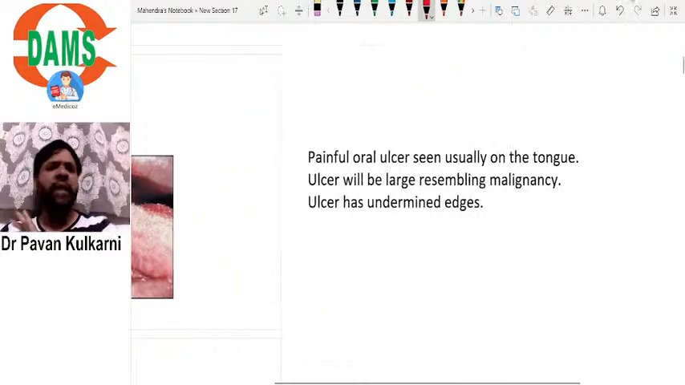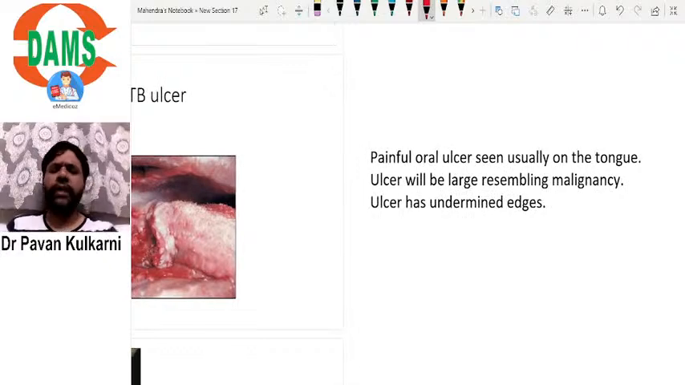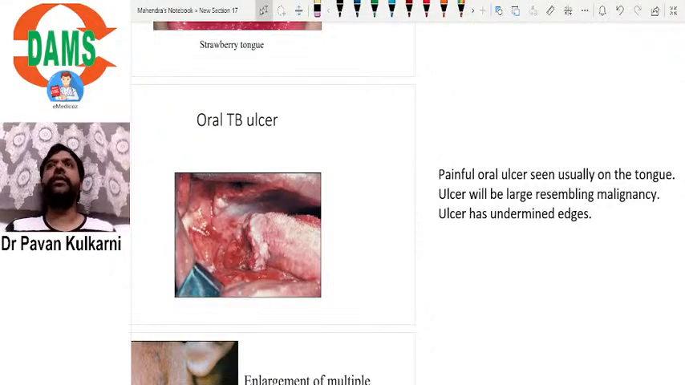And these ulcers are very painful ulcers. They are very painful and they have got undermined edges. So typically we should know about the edges. So the ulcer is seen on the tongue and it is a painful ulcer, a large ulcer resembling the malignant ulcers, and they have got usually undermined edges.